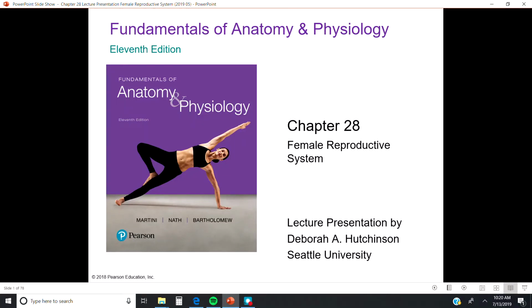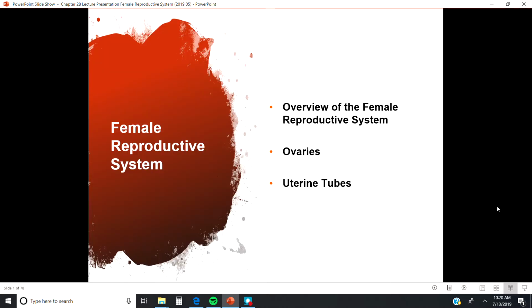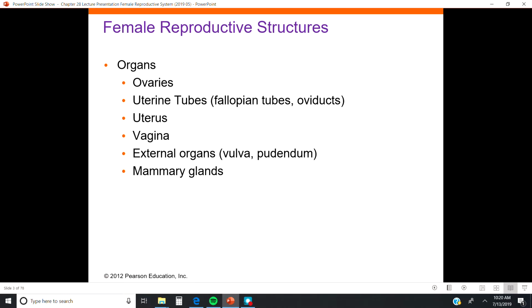In this lesson, we'll begin our discussion of the female reproductive system. We'll take a quick look at an overview of the organs of the female reproductive system, and then we'll study the ovaries and the uterine tubes. You may know the uterine tubes as the fallopian tubes. Sometimes they even call them the oviducts.